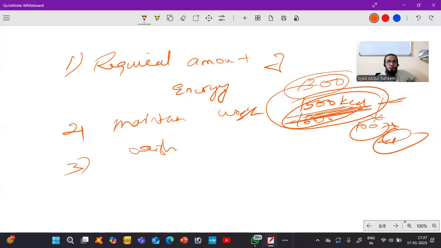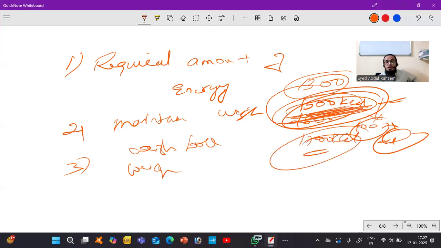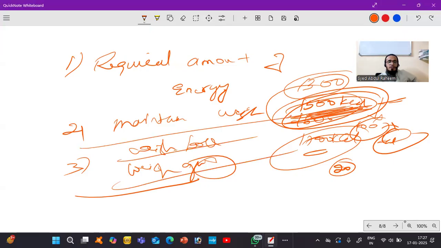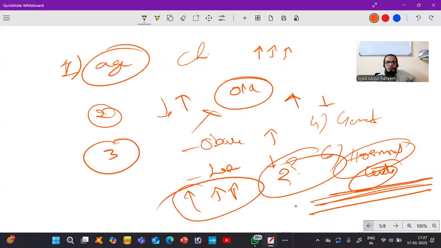Weight gain: if your required amount is 1500, but you are taking 1700 kilocalories, it means 200 you are going to store in your body. So you will be able to gain weight easily. Weight gain is also very easy. Weight loss, weight gain, maintaining weight, all depend on the required amount of energy. So these are the three things already explained.